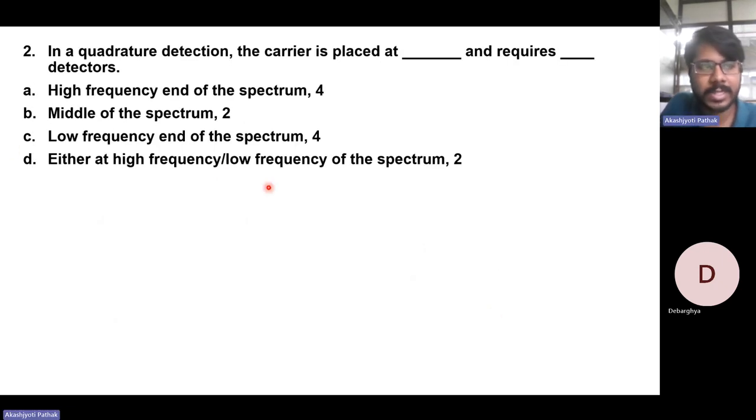Now, another question, you can also try after we have just discussed the concept. In quadrature detection, the carrier is placed at dash and requires dash detectors. We had discussed that the carrier is placed at the middle of the spectrum. So why is it placed at the middle of the... just a second.